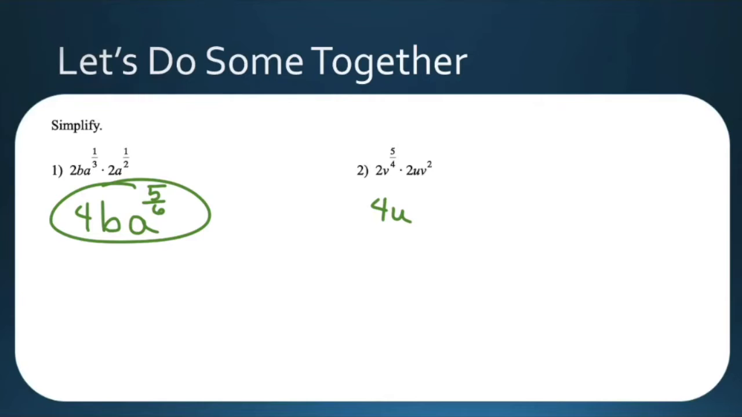And then V. What are we going to do with the 5/4 and the 2? Add them. That's going to be 2 over 1, which is the same as 8 over 4. Yep, 13/4 is what I got. Your calculator does that for you if you'd like. Or you can get a common denominator like I did.